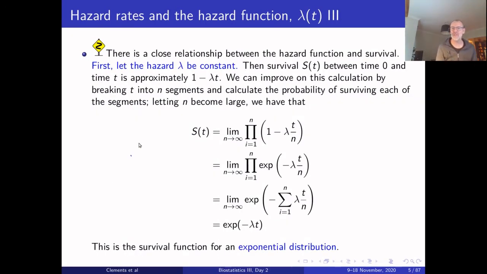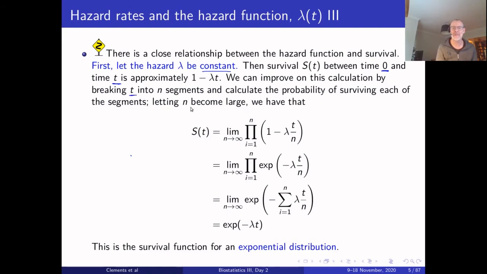There is a close relationship between the hazard function and survival. First, let the hazard lambda be constant. Then survival S of t between time 0 and time t is approximately 1 minus lambda t. We can improve on this calculation by breaking the interval between 0 and t into n segments and calculating the probability of surviving each of the segments.